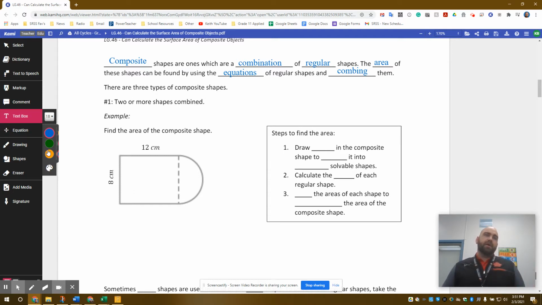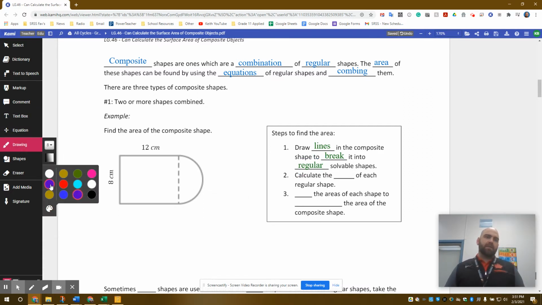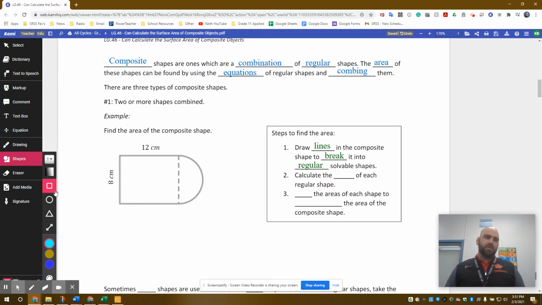To find the area of these here, the first thing that we want to do is we're going to draw lines in the composite shape to break it into regular solvable shapes. Now, sometimes those lines are actually already going to be given. In this case here, we are kind of given that line already, and it's going to be right here. Whoops, I'm drawing the wrong thing. Let's do this here. All right, so this is our line right here. It's a little tough to see. Okay, we have 2 shapes. We have this rectangle and we have this semicircle.